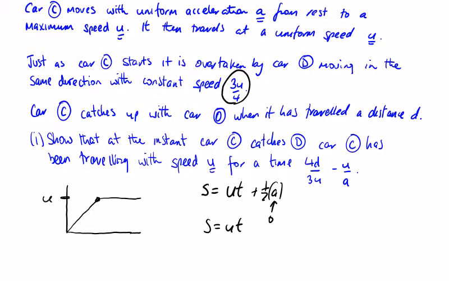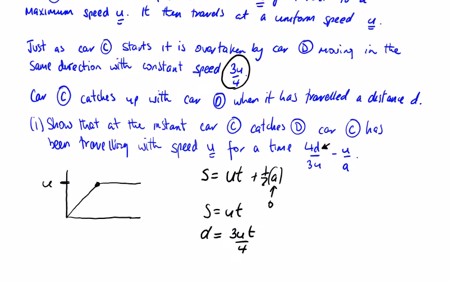So in the question here, you can see they use D for distance. So we're going to use D is equal to 3ut over 4. So the time, what we're going to need in this question, time is equal to 4d over 3u. And you can see that's this one here, 4d over 3u. So let's see how this relates to the rest of the question.